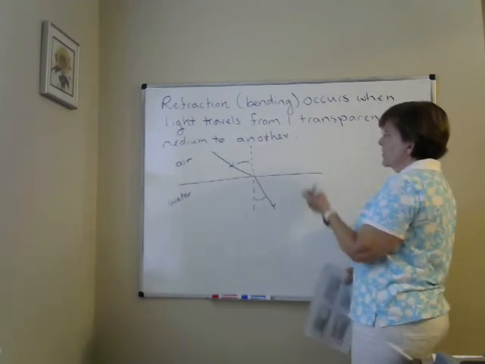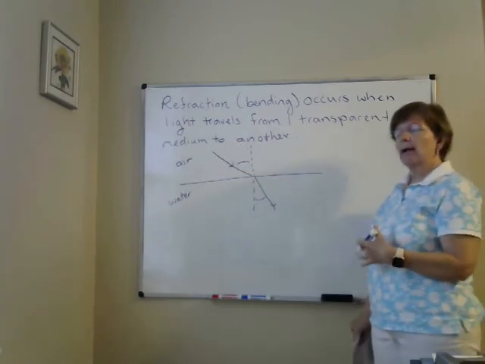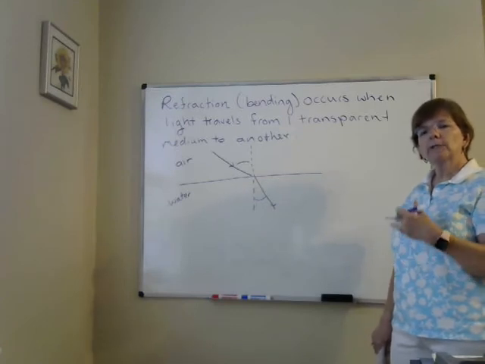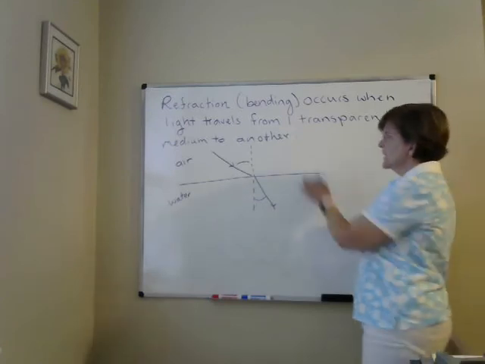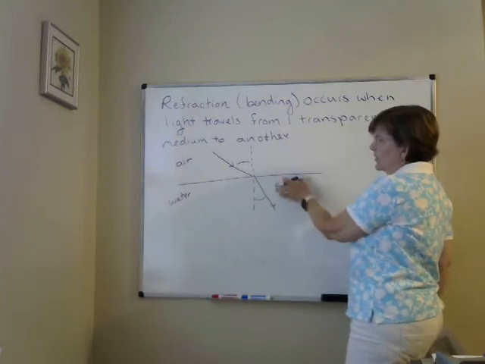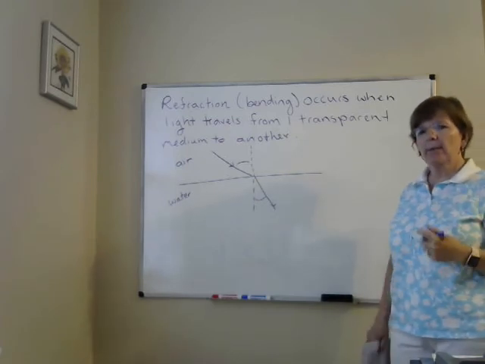Generally, it depends on whether or not light is speeding up or whether the light is slowing down. When light slows down, it bends towards the normal. So in this case, it was traveling faster. When it entered the water, it slowed down. Now, I can give you a little explanation of why that might happen.